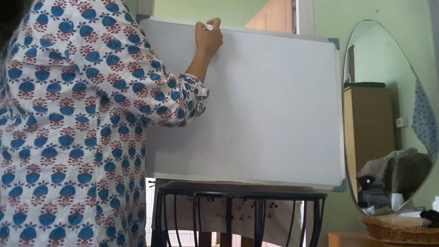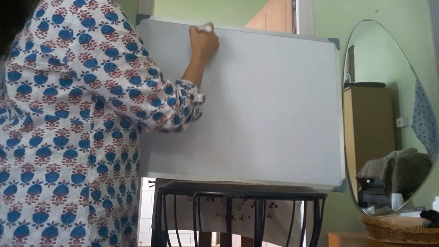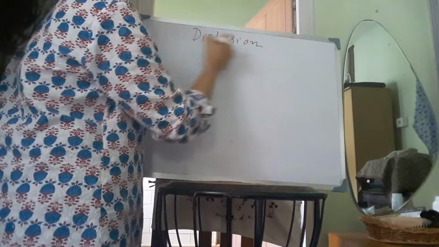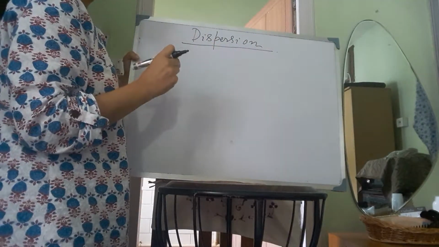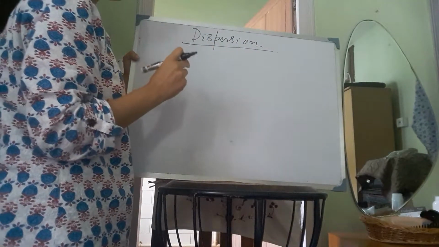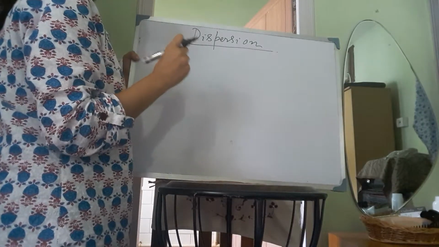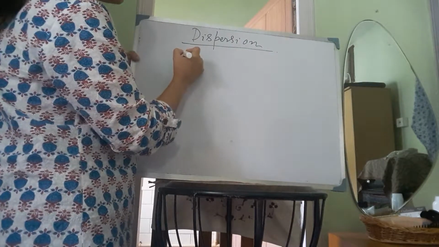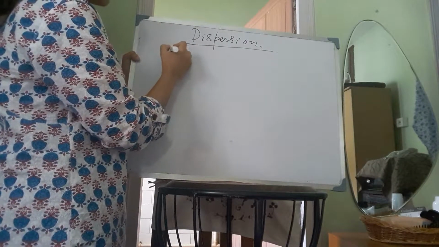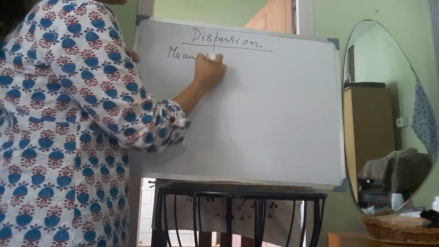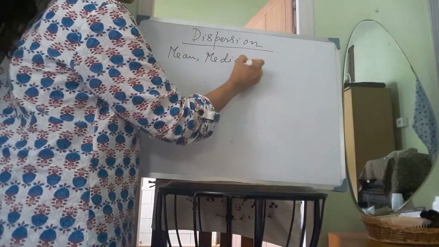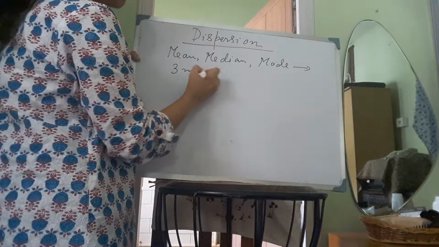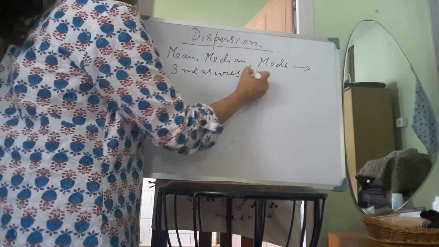In the first video, I will be talking about dispersion. Dispersion is the deviation of data from its central values. Now, in measures of central tendency, we consider three basic measures, and those measures are mean, median, and mode. So, these are the three measures of central tendency.